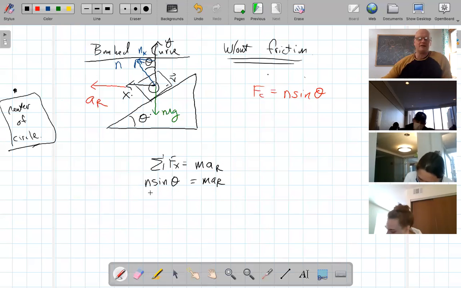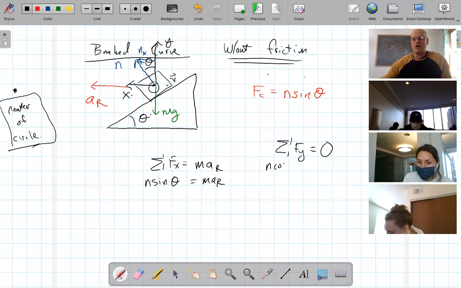Now from here, since this is the normal force, we have to get rid of the normal force by simply looking at the sum of the forces in the y direction. Now in the y direction, it is not accelerating, so we can say that this is equal to 0. So in the y direction, I have n cosine of theta, because I'm looking at this portion now, minus the weight equal to 0. So from here, the normal force is simply equal to mg divided by cosine of theta.